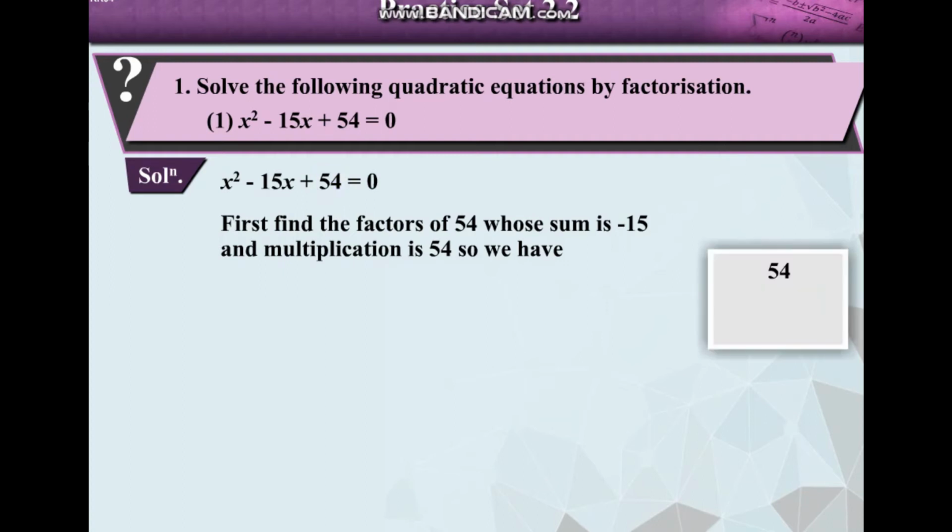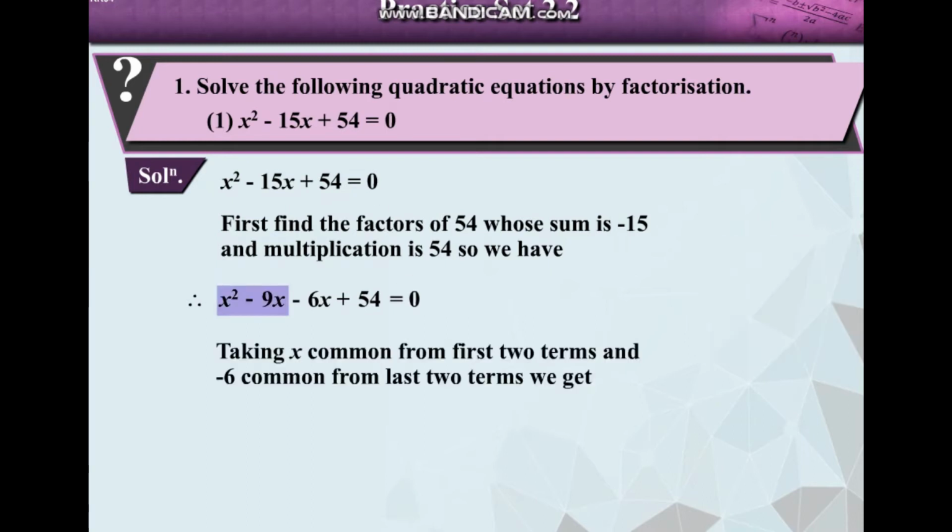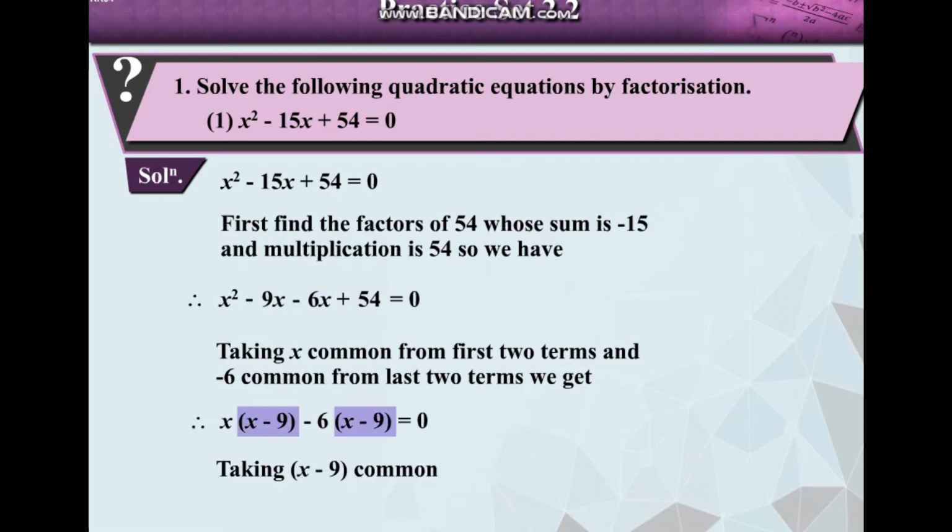So we have 54, minus 9, minus 6. Therefore, x squared minus 9x minus 6x plus 54 is equal to 0. Taking x common from the first two terms and minus 6 common from the last two terms, we get x multiplied by (x minus 9) minus 6 multiplied by (x minus 9) is equal to 0. Taking (x minus 9) common, (x minus 9) multiplied by (x minus 6) is equal to 0.